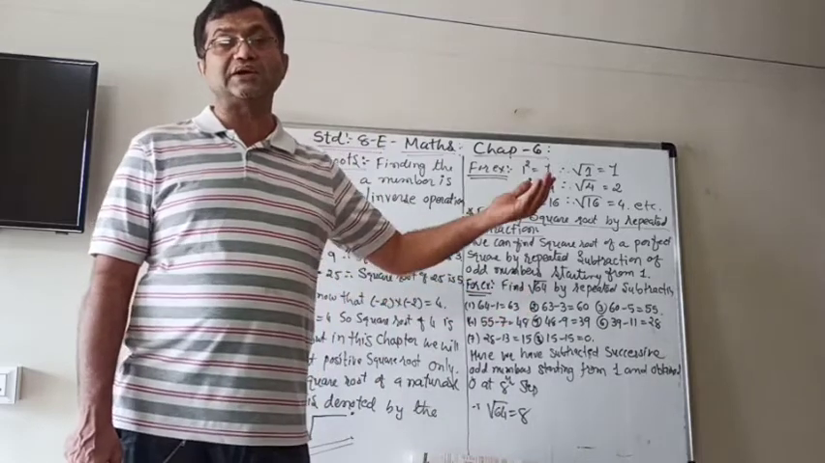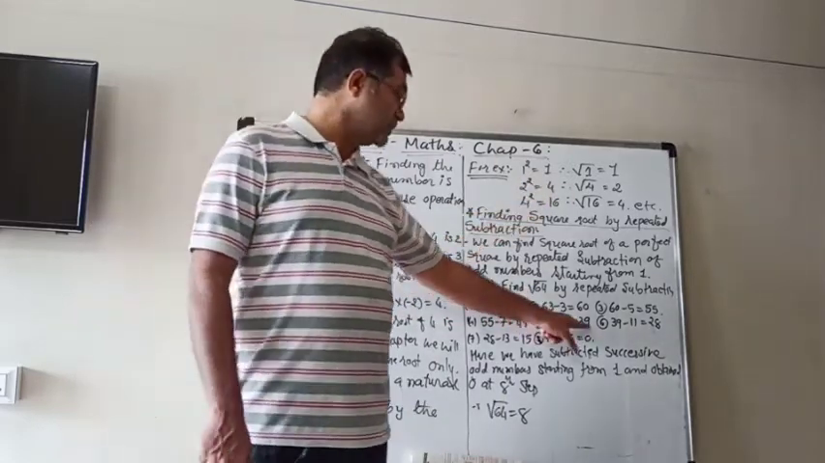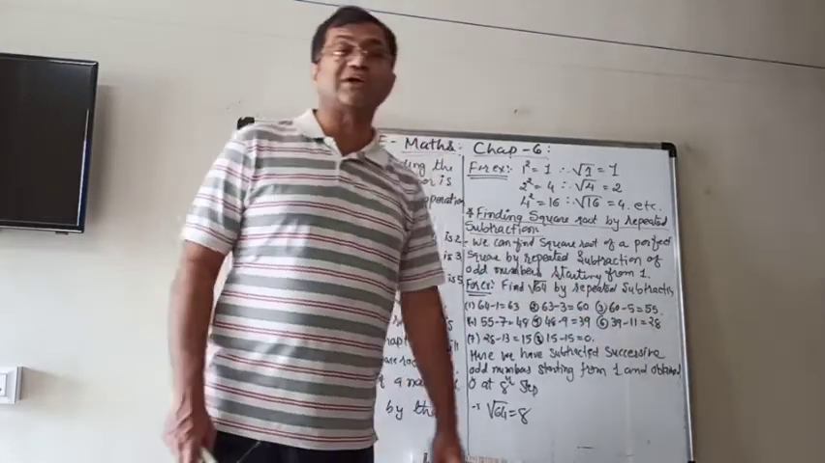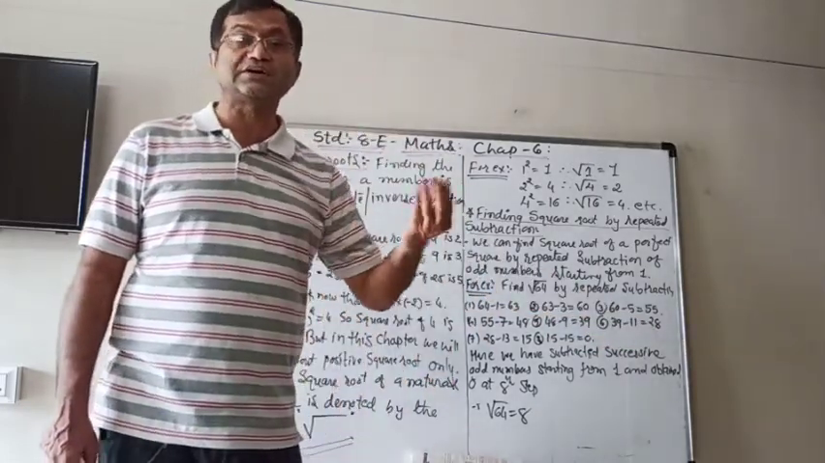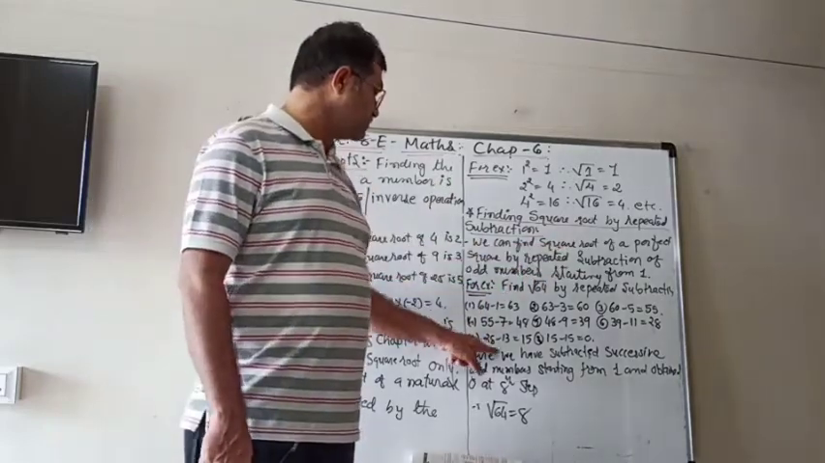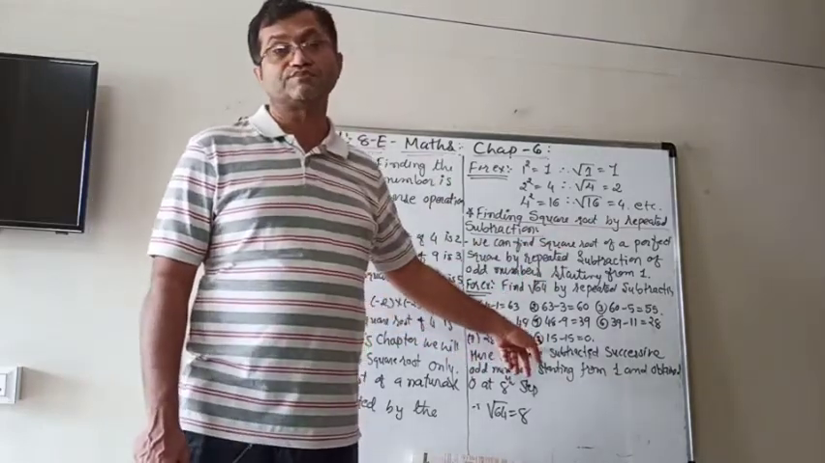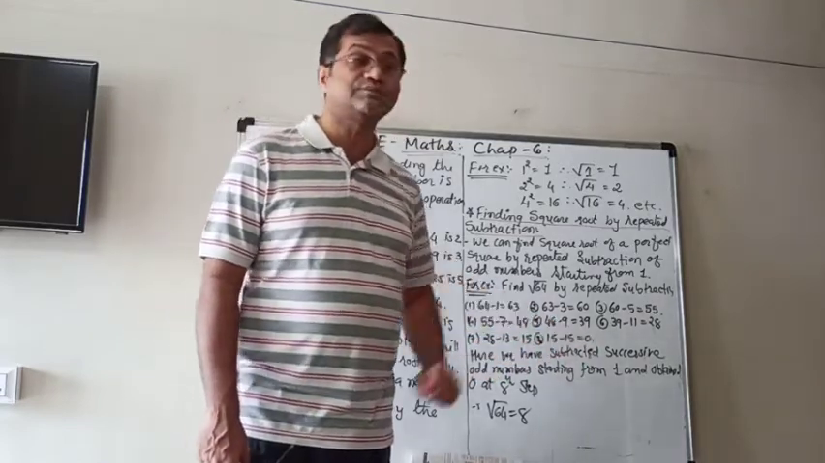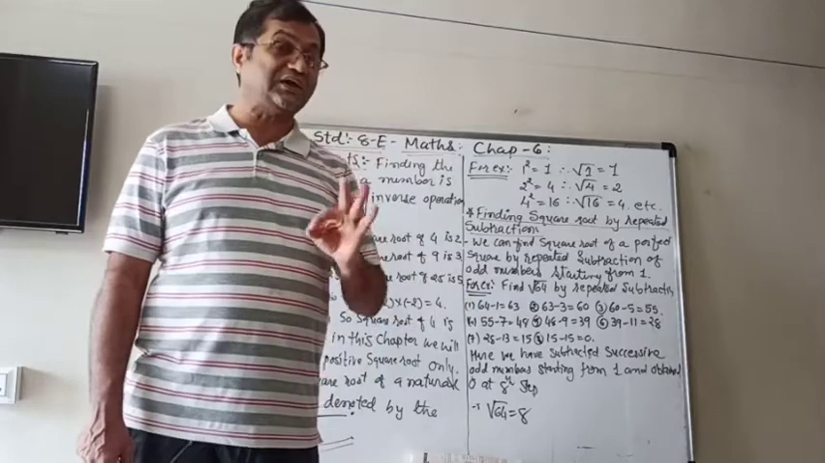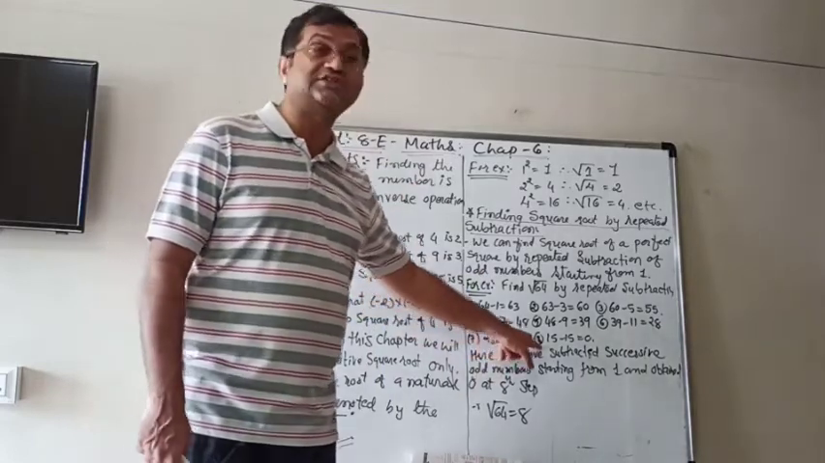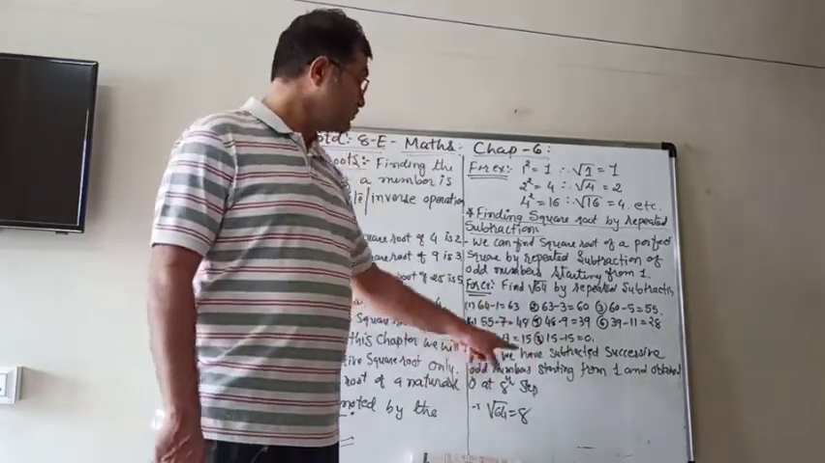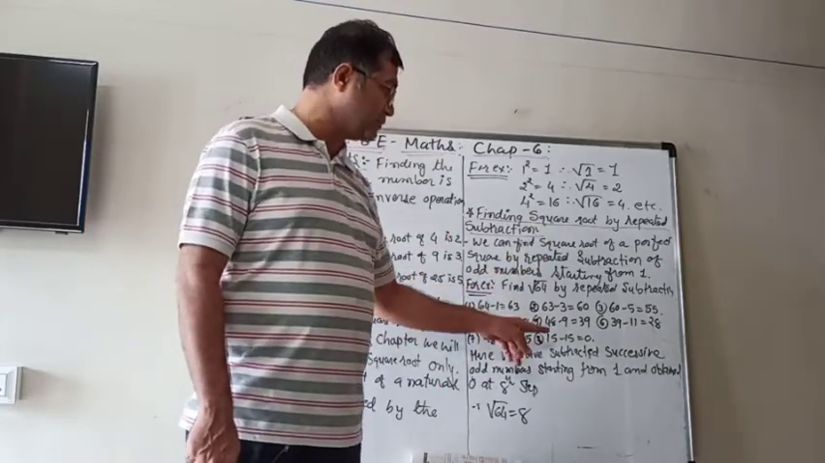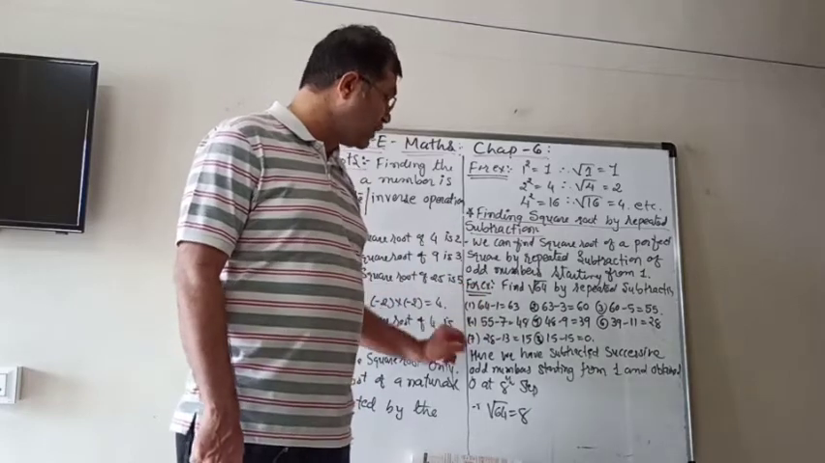After 9 the next odd number is 11. So from 39 I subtract 11 and got 28. The next number is 13. So 28 minus 13 is 15. And after 13 the next number is 15. So 15 minus 15 is 0. So finally I got 0 at which step? 8th step. So here we subtracted successive odd numbers starting from 1 and obtained 0 at the 8th step.